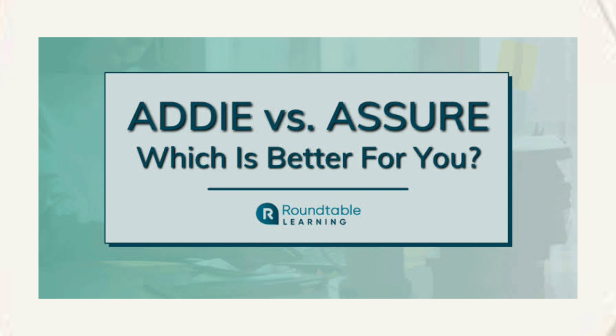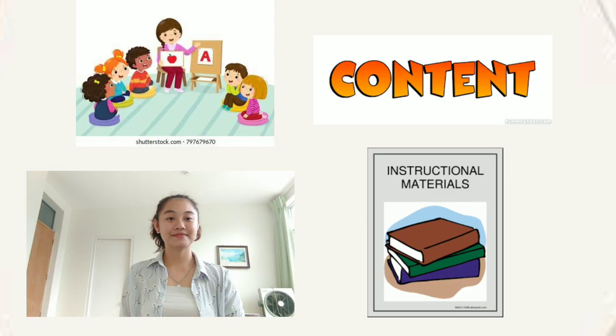The ADDIE and ASSURE models have several positive effects when used in instructional design. By utilizing them, educators can create well-designed instructional materials that are learner-centered, engaging, and effective in achieving the desired learner outcomes. These models provide a framework for systematic instructional design and can enhance the quality of instruction and overall learning experiences.